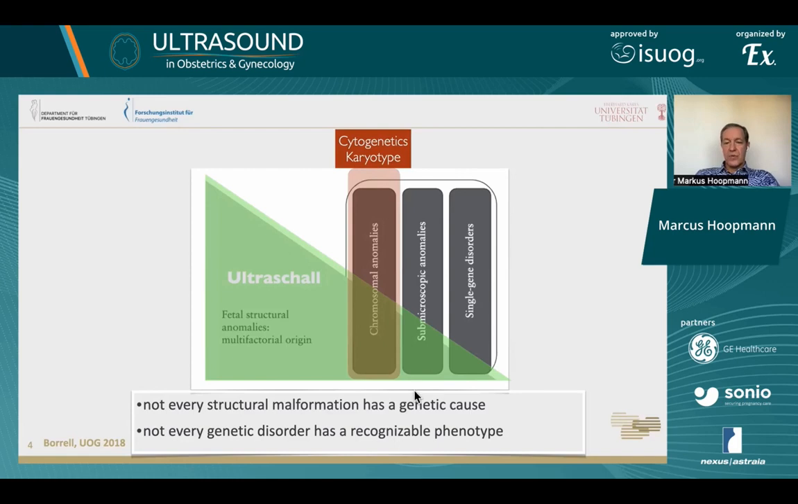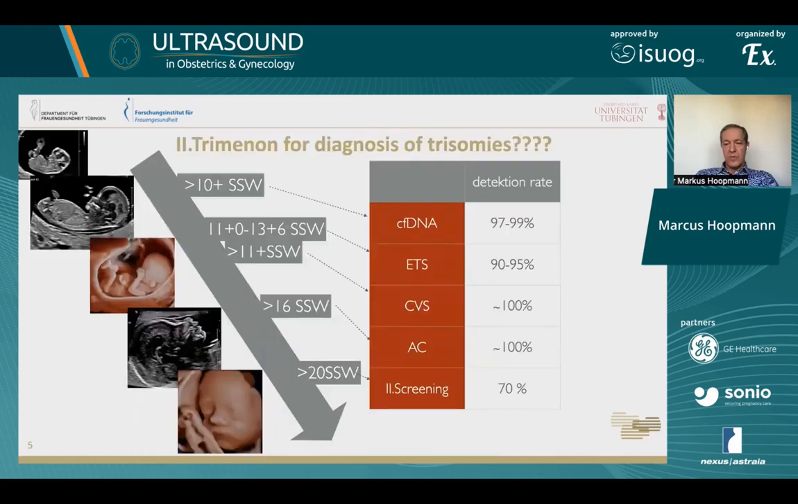What you see is that the overlap of a sonographic phenotype and chromosomal anomalies is quite big, but it decreases for single gene disorders. In single gene disorders, you only have in rare cases a sonographically visible and detectable phenotype. So the key message is: not every structural malformation has a genetic cause, and not every genetic disorder has a recognizable phenotype. But when we look at the trisomies, we have to admit that second trimester screening is not the optimal way of screening.